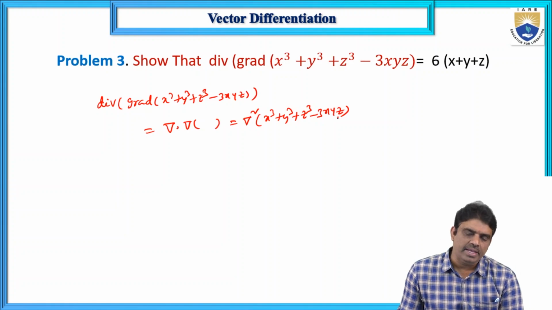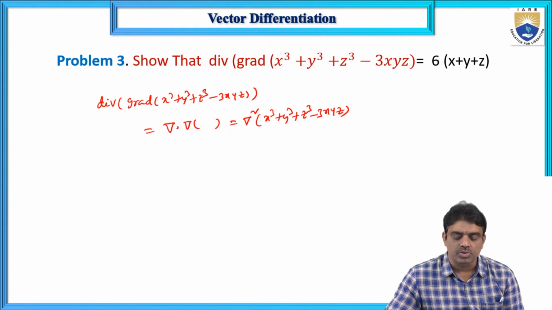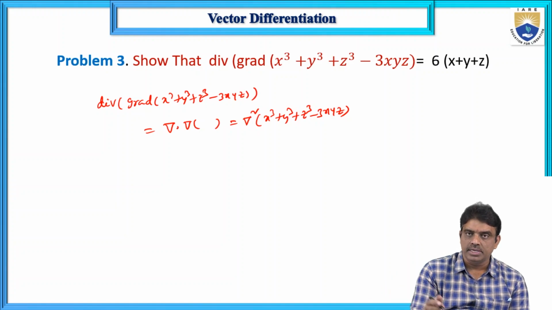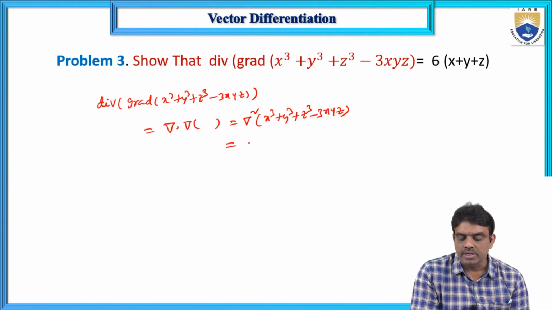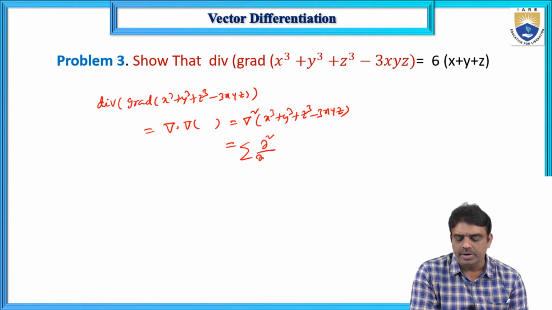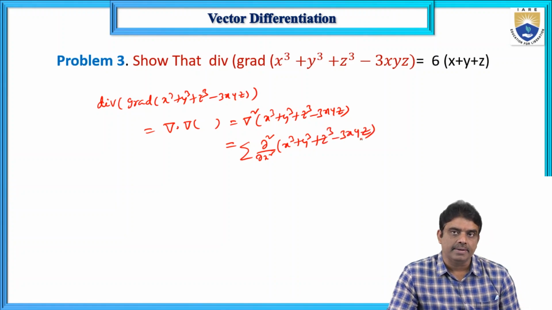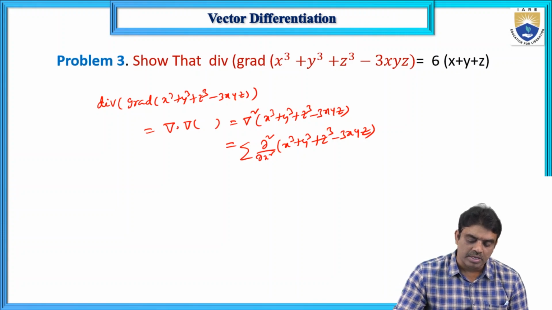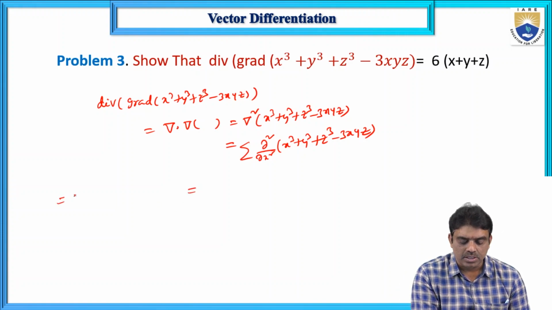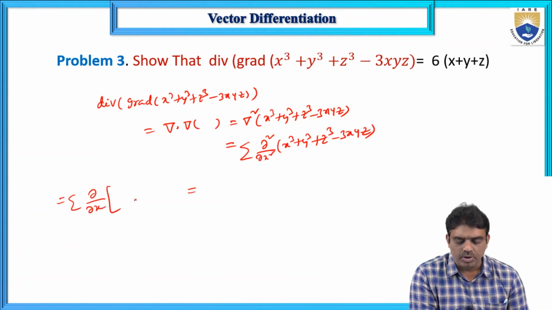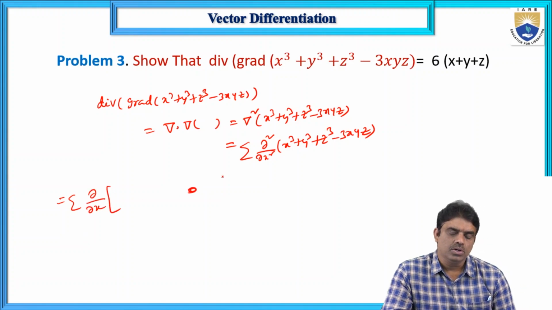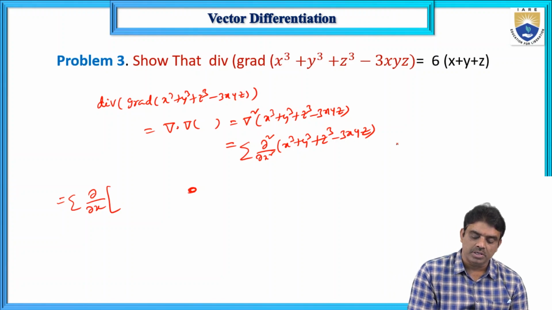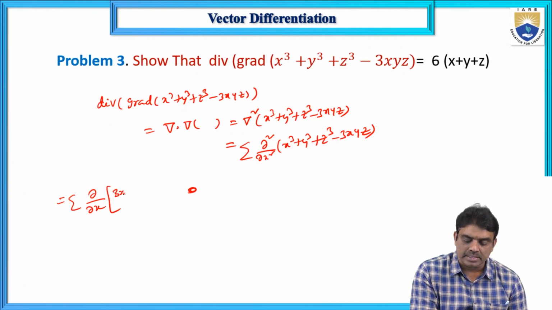So here also, wherever you find a divergence of gradient, you can use the del square operator, which is called the Laplacian operator. So to apply del square, what you have to write? Dou square by dou x square of x cube plus y cube plus z cube minus 3xyz. On expanding, it is summation dou by dou x, two times operation on this whole function. So dou by dou x of this one, 3x square minus 3yz.